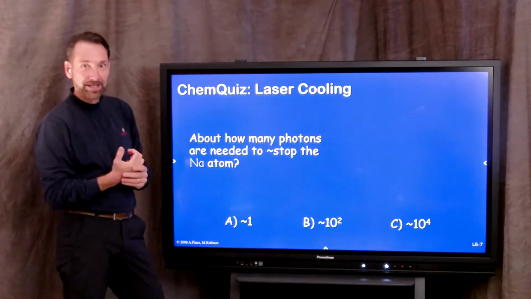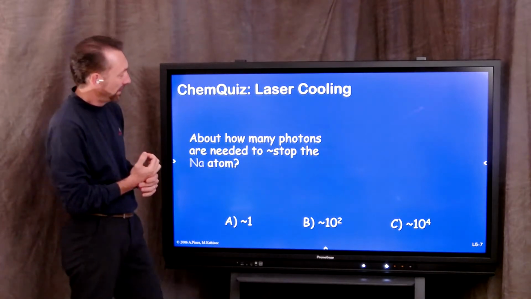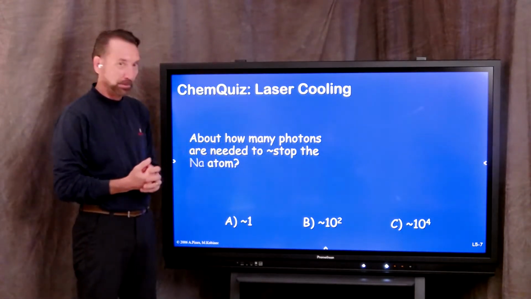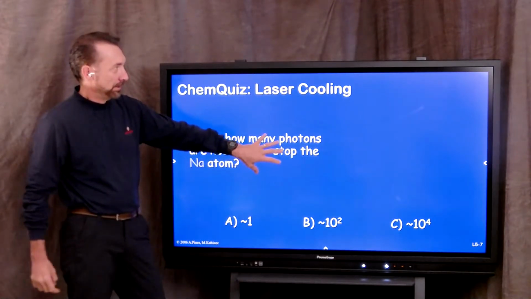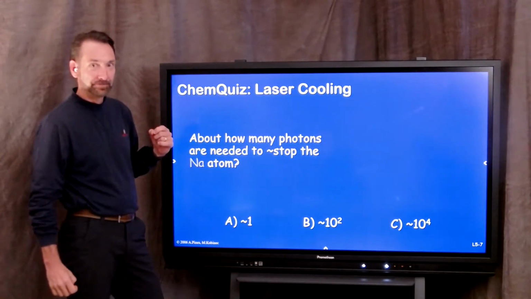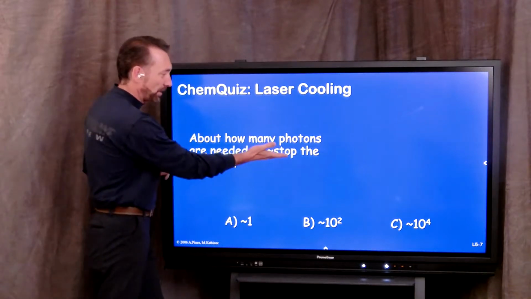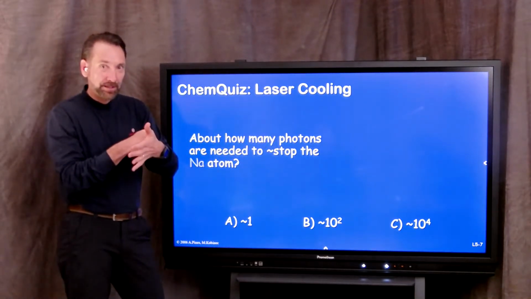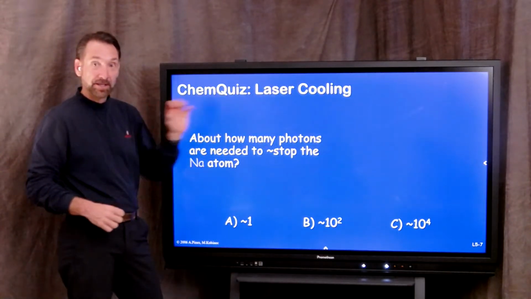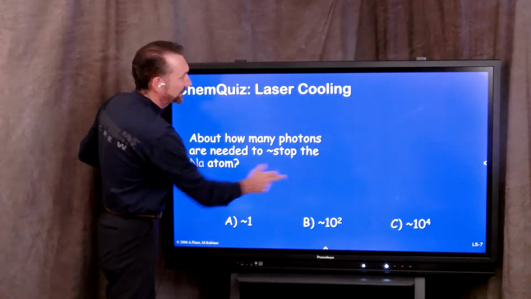Let's do an experiment which actually has some history. One of our Berkeley associated Nobel laureates, Steve Chu, laser cooling of sodium atoms. So here's the question. How many photons are needed to approximately stop a sodium atom traveling, as we said in the last slide, at 300 meters per second? How many yellow photons do we need to stop that?